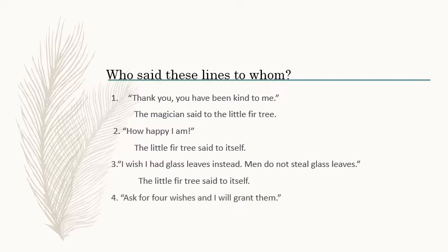Now the next question. "Ask for 4 wishes and I will grant them." Who said this line to whom? This line was said by the magician to the little fir tree. I hope you all have done it correctly. Now let's see the next.